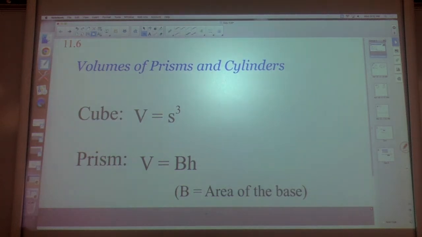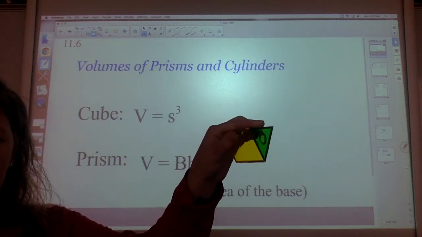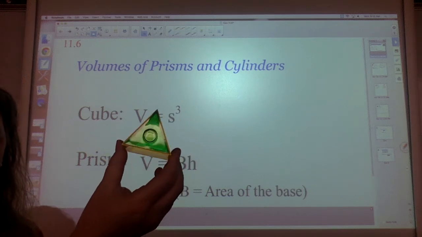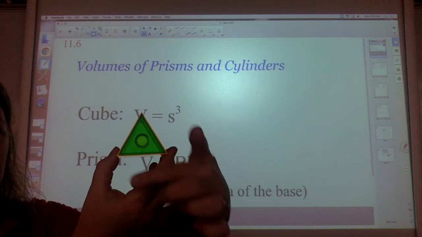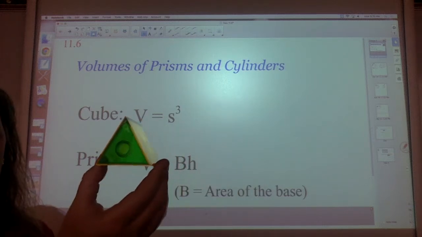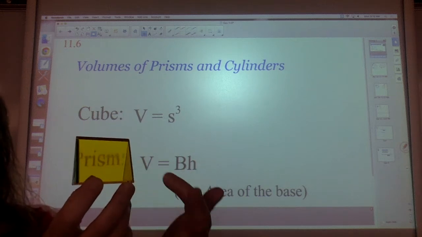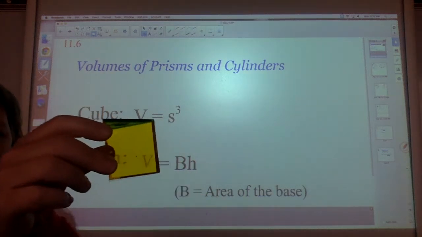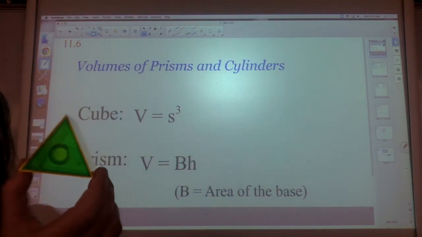So if you have this prism, take a look at this prism, and it is a triangle. I'm trying to hold it so that you can see through it. It is a triangle, so you would have to find the area of this triangle and take it times the height. And remember, we've talked about height before. If you're laying down, you're still the same size. So the height is the distance between the two bases. Whether you hold it like this or like this, it is still the height. So capital B is area of the base.